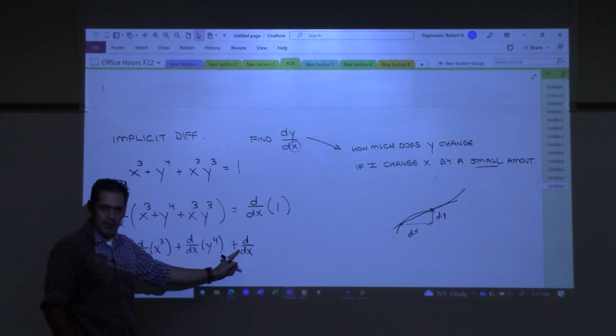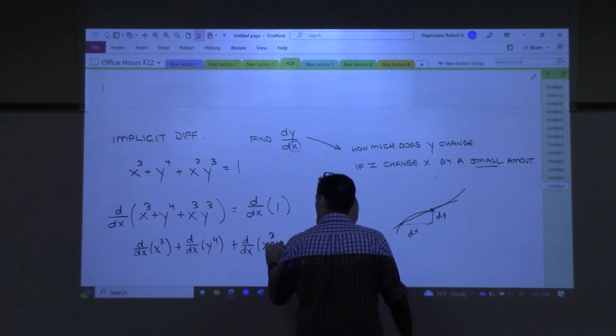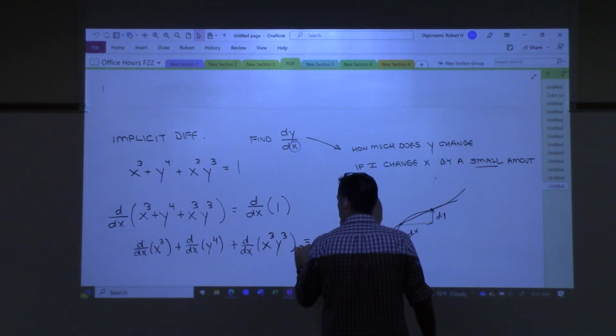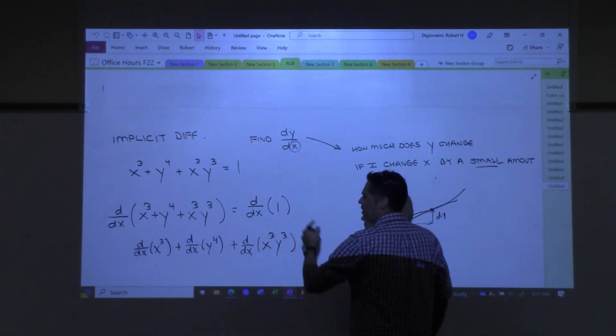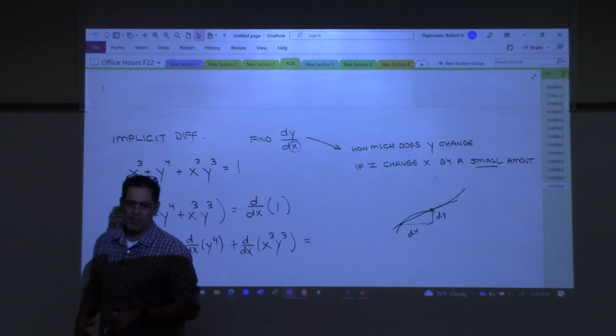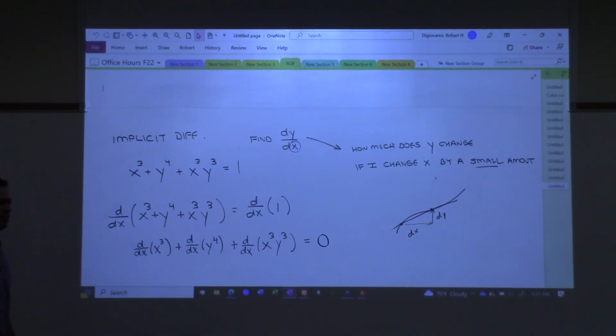The derivative with respect to x of x cubed plus y to the fourth, and then equals, well, the right side, can we just do that right now? What's the derivative of a constant? 0 all the time. So this is going to be 0. Questions there? That's just setting up. We haven't taken any derivatives other than the constant. We did that one.